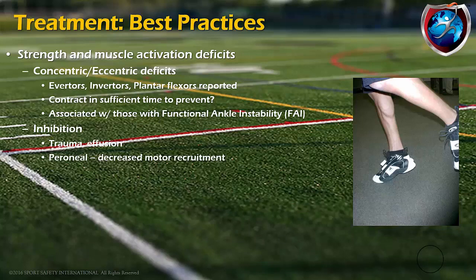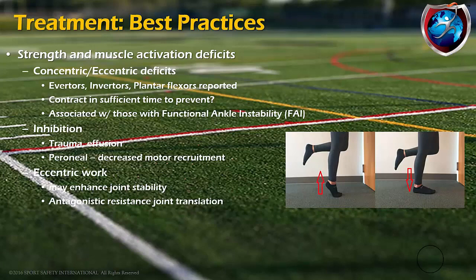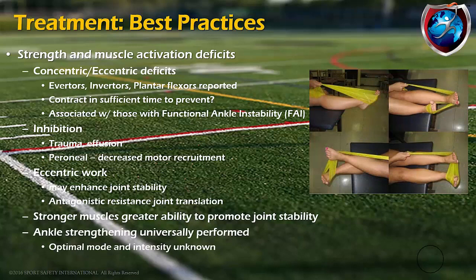Acute ankle inversion trauma has also been reported to impair peroneal nerve function. Trauma and effusion may cause inhibition of motor function. Concentric and eversion defects have also been associated with patients who exhibit functional ankle instability. Eccentric muscle actions may enhance joint stability by providing an antagonistic force that resists joint translation. Contributing factors for debility include both muscular strength and neuromuscular control. Therefore, a stronger muscle group has a greater ability to promote joint stability.